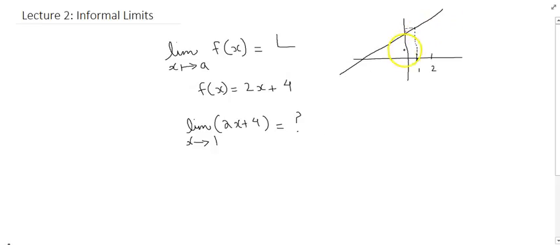So eventually what's going to happen is we're simply going to have to plug in the value of the number we're trying to approach inside the actual function, and that gives us 2 times 1 plus 4, and that equals 6. So this basically means that as we get closer and closer to 1 at this particular point, then on the y-axis we're going to get closer and closer to this particular point.